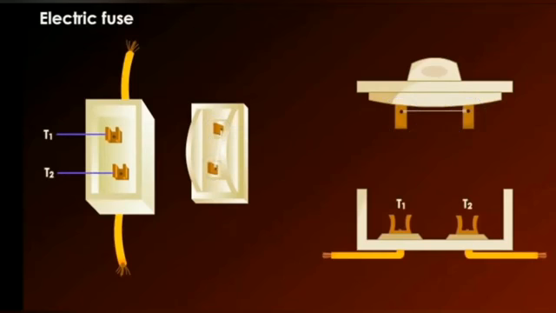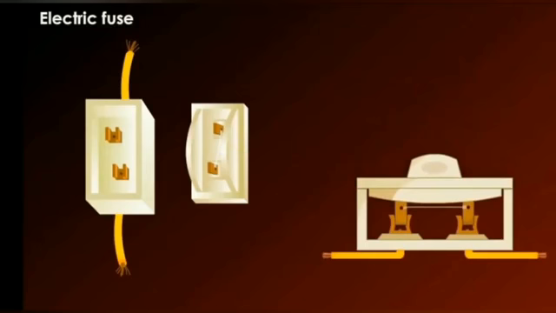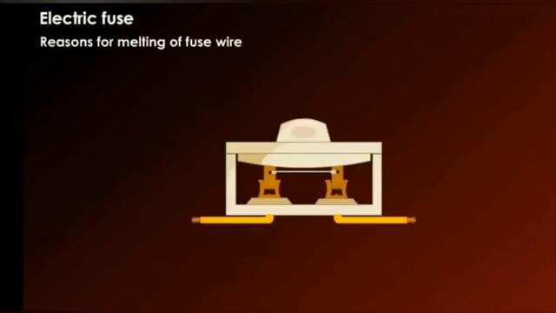In between the copper clamps, a fuse wire is fixed which is made of solder. So 60% tin, 40% lead. Solder is an alloy of 60% tin and 40% of lead. If a fuse wire has more thickness, it can withstand more electric load and vice versa. You can see that the thick one. When the grip is inserted, In the casing, the terminals T1 and T2 get connected to each other through the fuse wire. So here we are having the fuse wire. You can have a look.